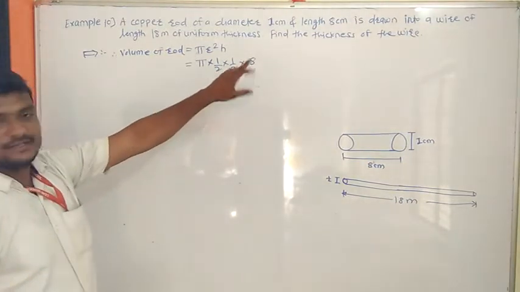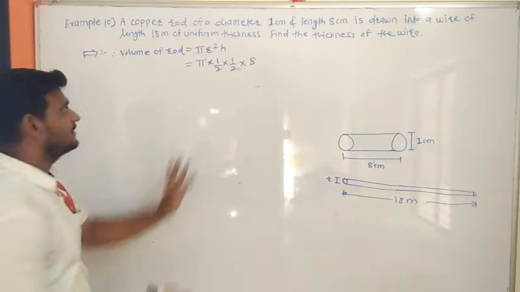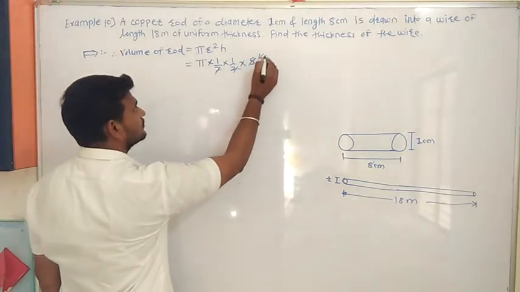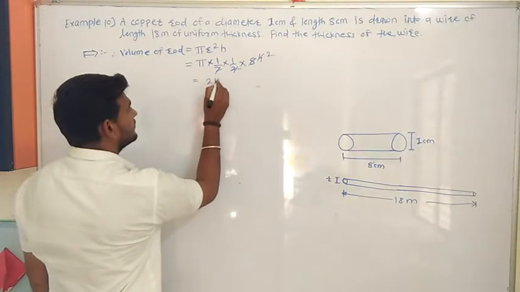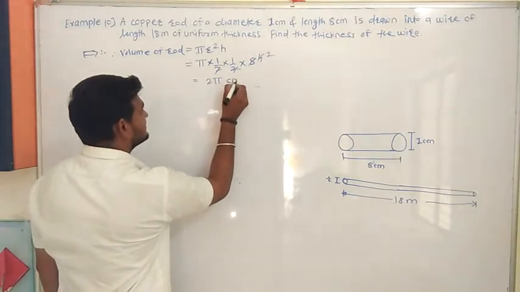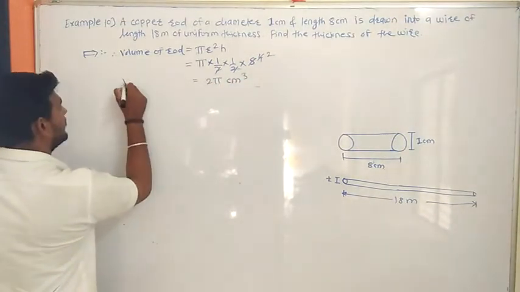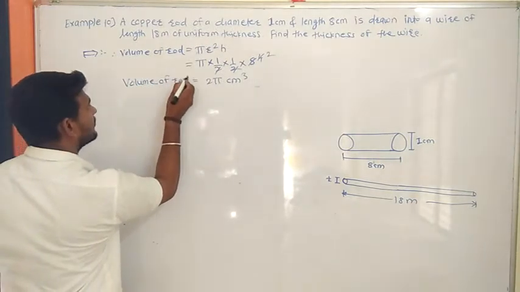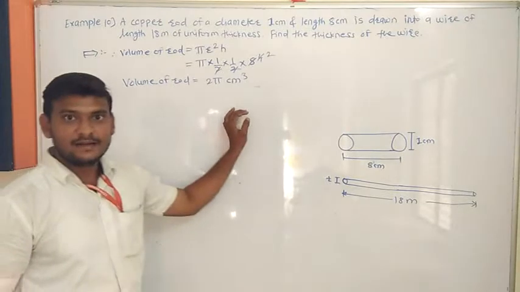Check the units whether all the units are correct. Yes, all are in centimeter. It is correct. Now 2 1s are 2, 2 4s are 8, 2 1s are 2, 2 2s are 4. We got here 2 pi centimeter cube. Volume of a rod is equal to 2 pi centimeter cube.